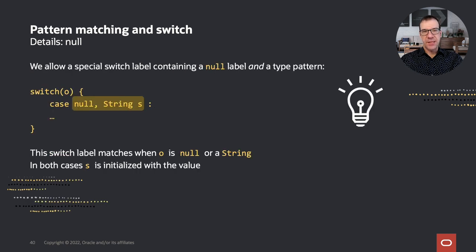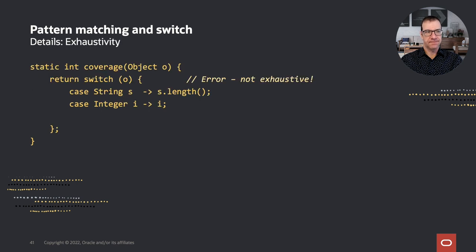When we experimented with this, we found that in a number of cases, we wanted to do the same thing if the value was a null or if it matched a type pattern. So we allow you to write them together in a single case label. If we look here, the case label case null, comma, String s matches if the value of the selector expression is either a null or a string. And in both cases, the pattern variable s will be initialized with the string value of the selector expression.